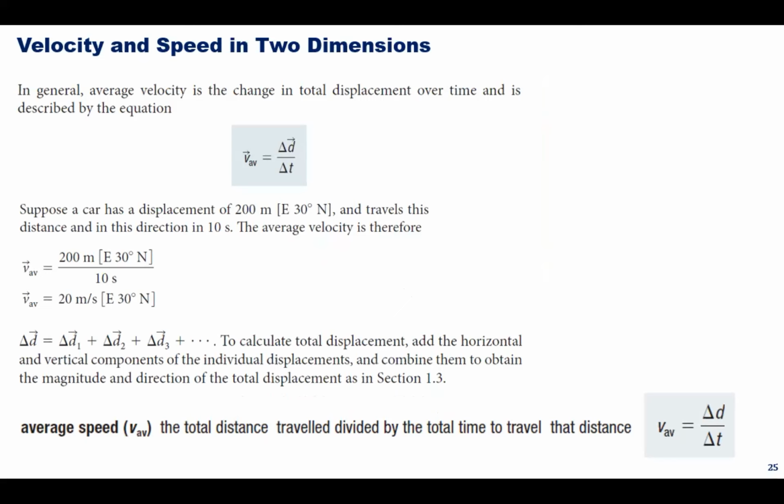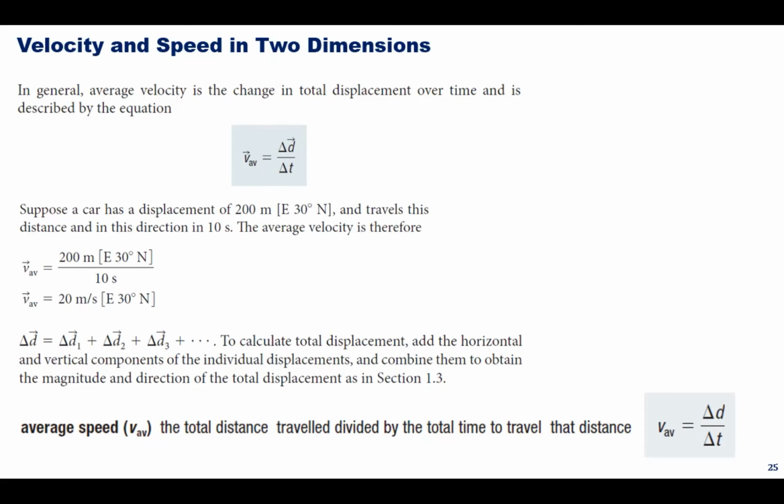In general, the average velocity is the change in total displacement over time and can be described by the following equation, right? Average velocity, V average, equals delta displacement over delta t. So if the displacement is in two dimensions, then you must first determine the total displacement using components, or in other words, Cartesian vectors, before determining the average velocity.